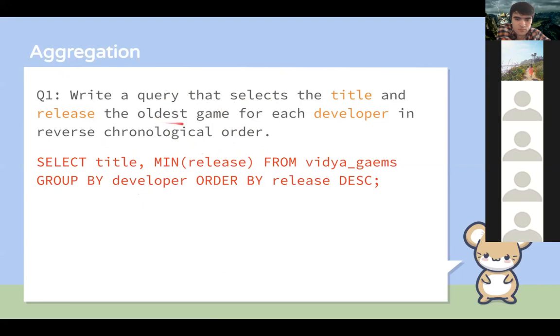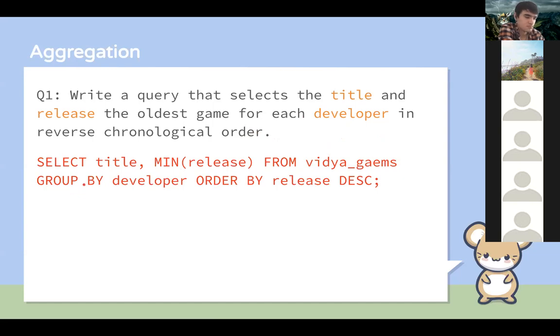Because it says the oldest game and dates, again, the older dates are smaller than the later dates. So that's why we use minimum here to get the earliest or oldest game. We only have one table that we're extracting from, so we just pass it in, Vidya Games. And because we don't want the minimum release date of all the different game titles, we only want it for each developer, this should tell us that we need to use a group by.